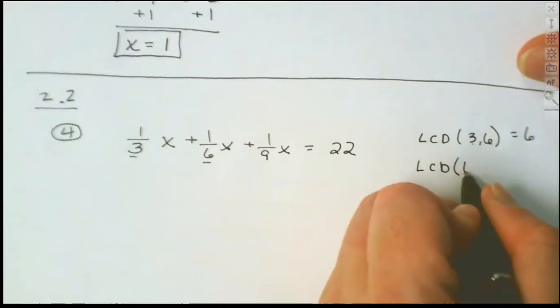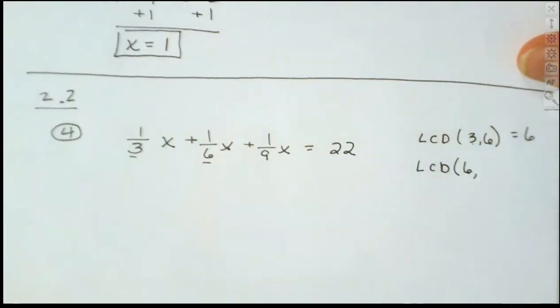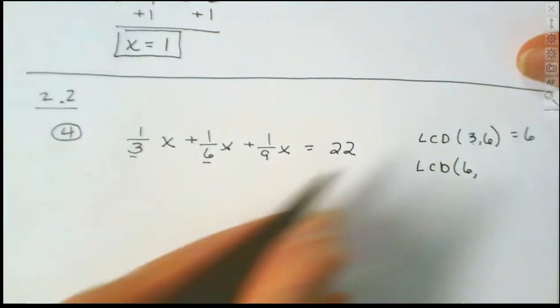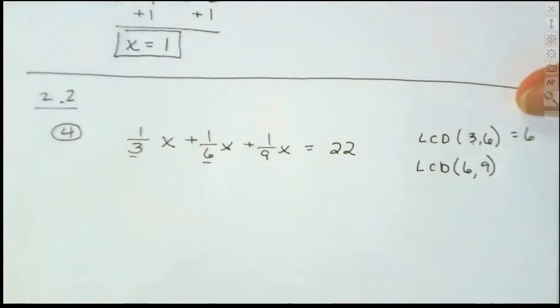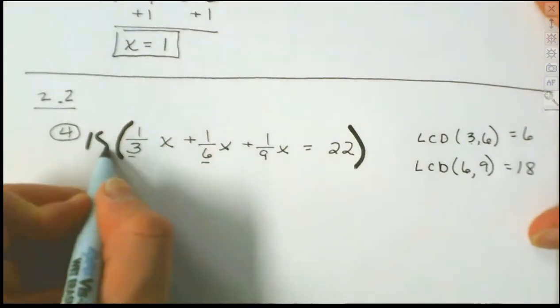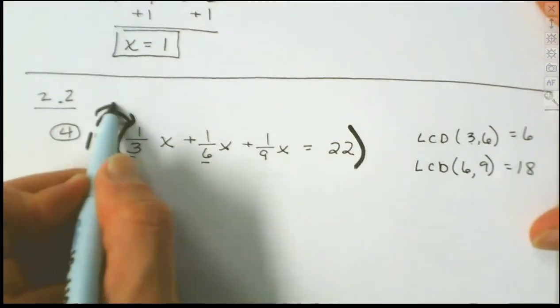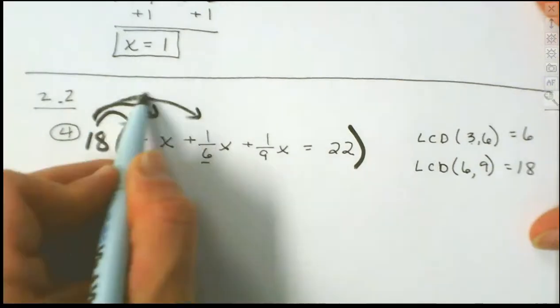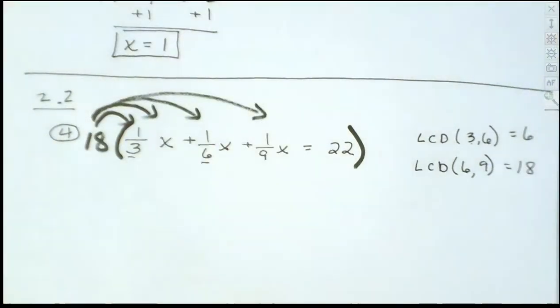Now we're going to take that 6, and what's the least common denominator of 6 and 9? Can someone tell me what that would be? 18. Is everyone okay with how I got that 18? So now we know that we need to multiply everything by 18, because 18 is our least common denominator. I like to write it out front and draw my arrows.